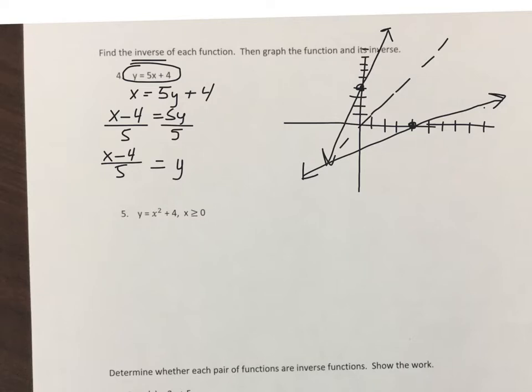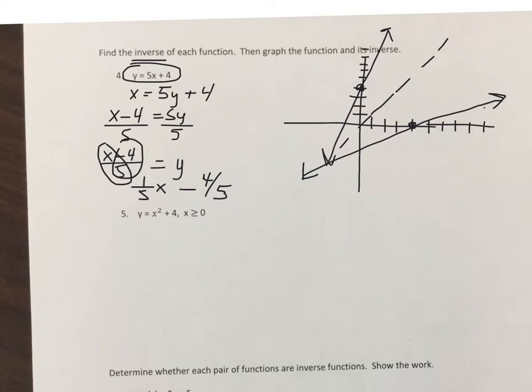Another way to look at this is this line is also 1/5 x minus 4/5. And if you look at the line we just drew, it does have a y-intercept of a negative 4/5 approximately, and a slope of 1/5, going up 1 over 5.